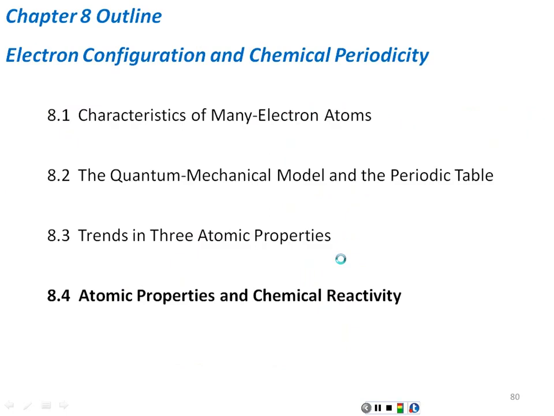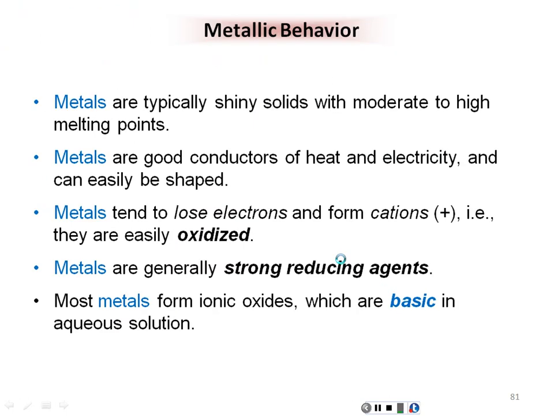And finally, we're going to talk about section 8.4. This section deals with metallic behavior. So what are metals? Metals are typically shiny solids. They usually have pretty high melting points. They're good conductors of both heat and electricity. They also can be easily shaped.